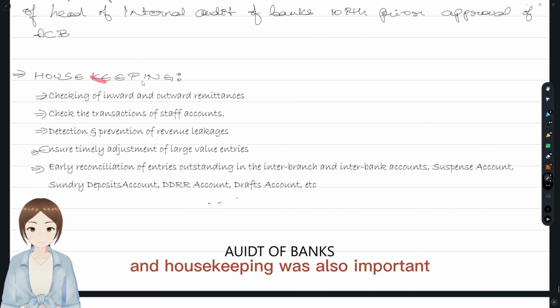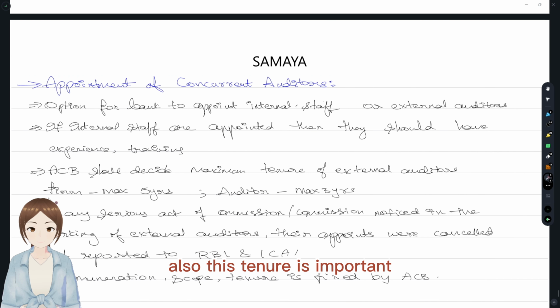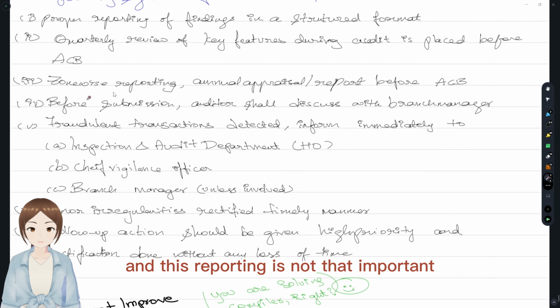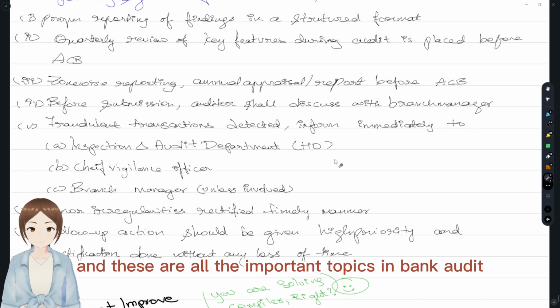And housekeeping was also important. And their appointment is not important. In appointment, also this tenure is important. This is something that's different from normal audit tenure. Normal audit tenure, that is 5 to 10 years. This is 3 years and 5 years. And this reporting is not that important, but under reporting, this fraudulent transactions were important. And these were all the important topics in bank audit.